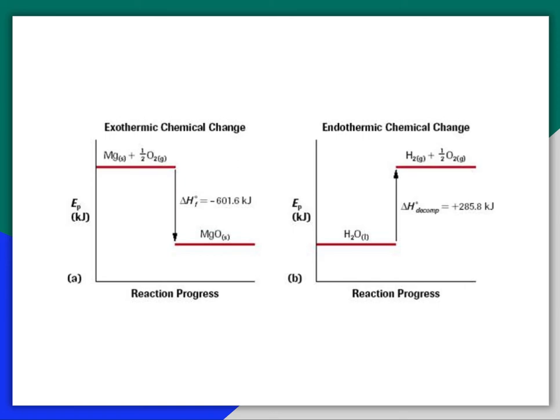So we can see that we have an actual delta H value that's written in here, but the bigger thing this wants to show you is that the amount of chemical potential energy in the magnesium oxide is lower than what was originally in the magnesium and oxygen. In the other graph, we start with water, but when we split it apart, we have to put in energy. It's an endothermic reaction. So the hydrogen and the oxygen will have more energy than the liquid water started with.